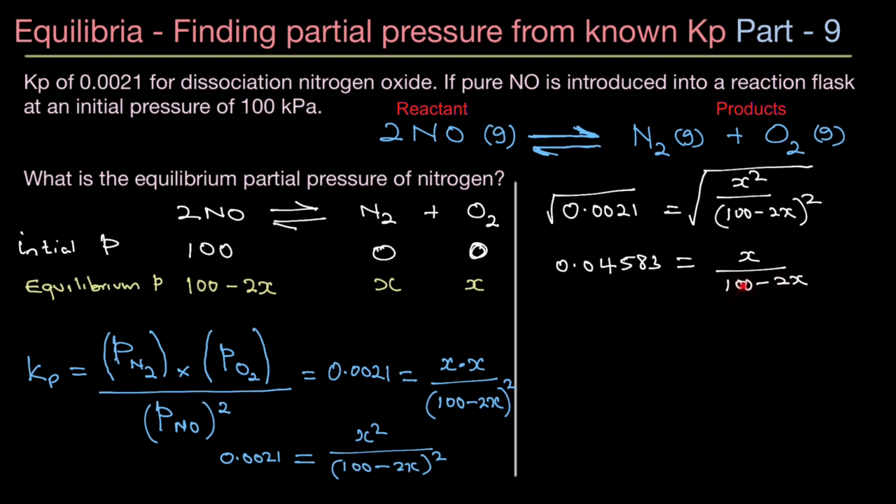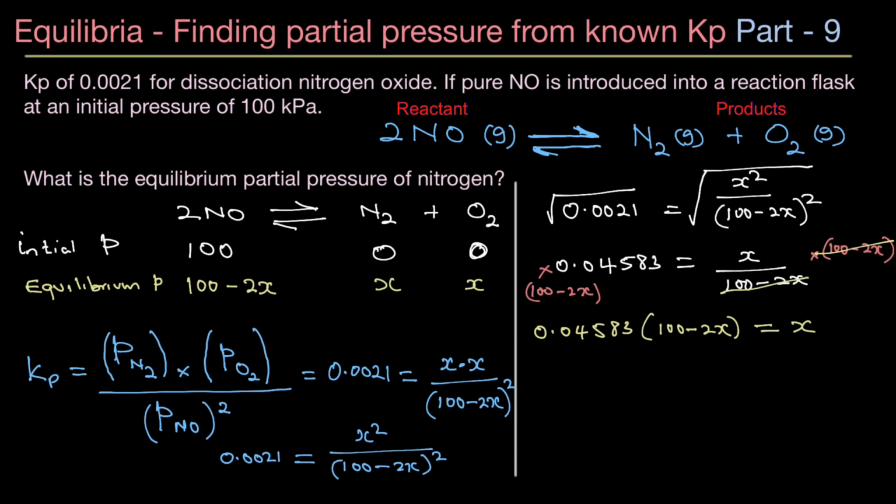But then I need to get rid of the denominator, so I need to times both sides by the denominator. In this case, if I times that by 100 minus 2x, I have to times this side by 100 minus 2x, which means that the 100 minus 2x will cancel that one, and then I need to expand the left hand side. I could do this, 0.04583 times 100 minus 2x, and that equals x, because I've got x left here. And I need to expand this one.